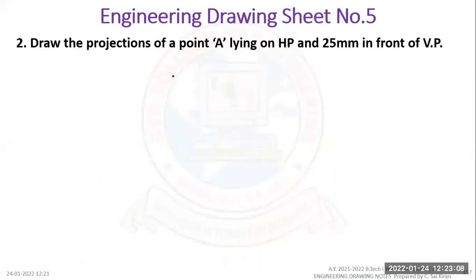Okay, so next problem. Draw the projection of point A lying on HP and 25 mm in front of VP. Can anyone tell me what is the H value, whether it is positive or negative, and the D value, whether it is positive or negative? H is positive. What is the value?